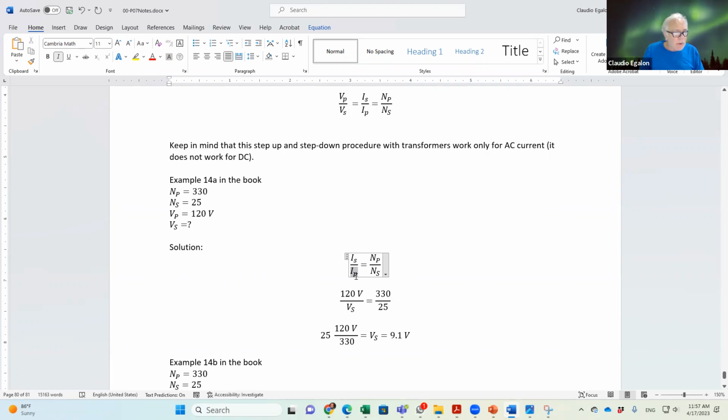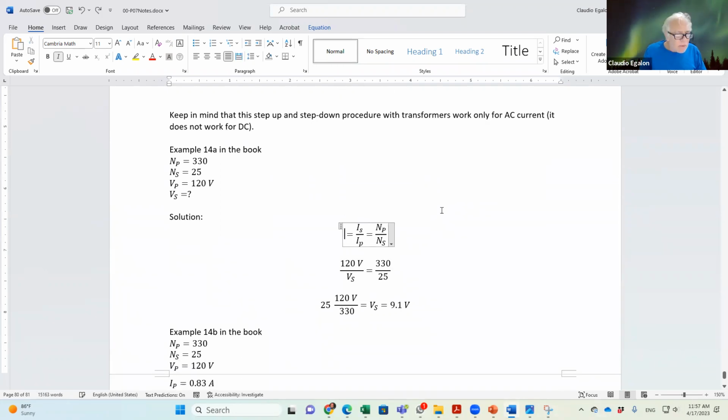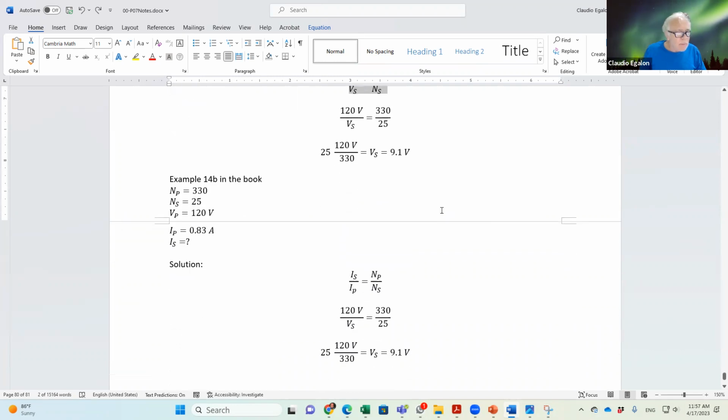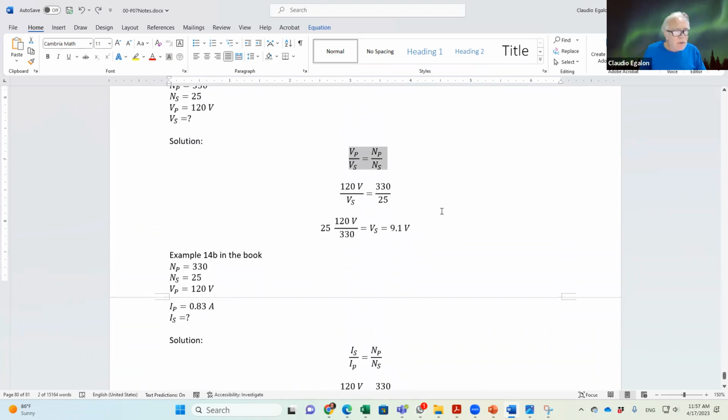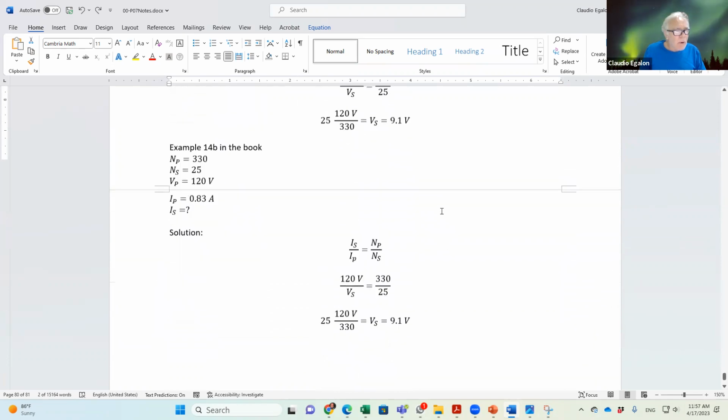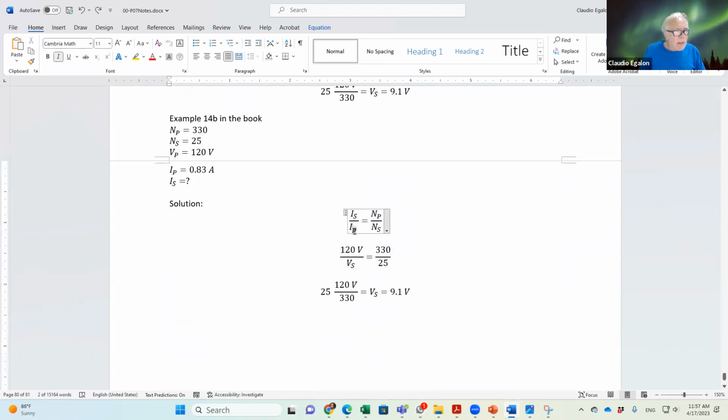Oh no, I'm in the wrong place. Sorry, folks, it should be here. I was doing it in the wrong place. Okay, that's the right one. I primary is 0.83 amperes. 0.83 amperes. Okay, I secondary. Yeah, now we have it.